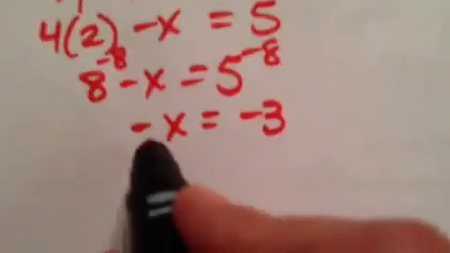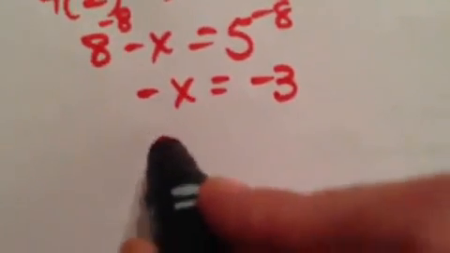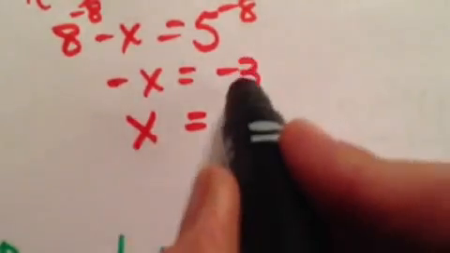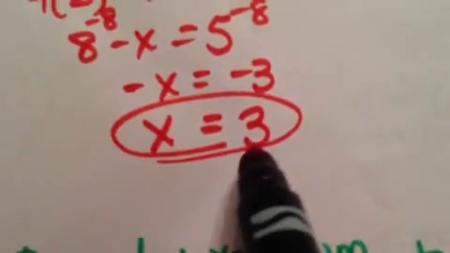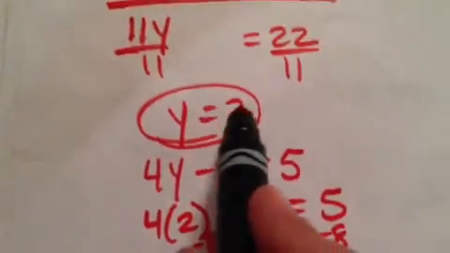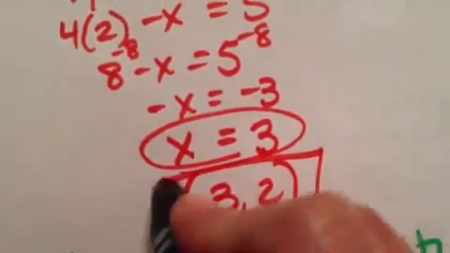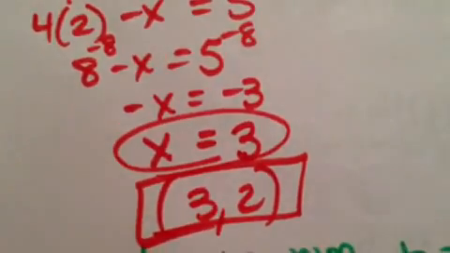But again, I don't want a negative variable. I want a positive variable. So if I change the sign of this one, I have to change the sign of the other one. So you're going to get x is 3. So my point is 3, 2. And you have to come back down here and rewrite that. So there's the point of intersection. So hopefully that will help you.